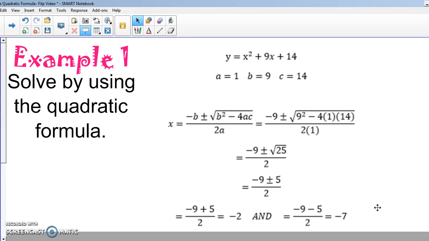Since these are whole numbers, you can actually check these answers by graphing, and you can check these answers by factoring. So before class tomorrow, that's something that I would like you to do: I would actually like you to check them. You can check them by factoring this quadratic equation, or you can check them by graphing.